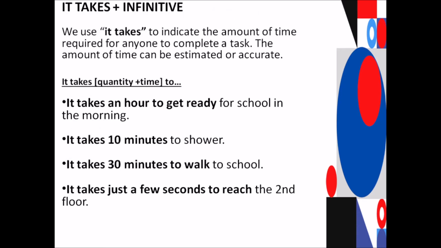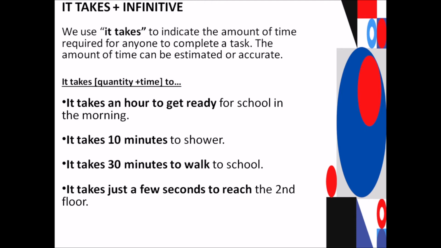And how do we use it? Where is my structure? Okay, we use "it takes" to indicate the amount of time required for anyone to complete a task. The amount of time can be estimated or accurate, meaning that when I talk about "it takes," the time I mention can be exact or not. So I can talk about an exact time, or I can just imagine, fake a number, and say it. The structure of my "it takes" is "it takes" and my infinitive.